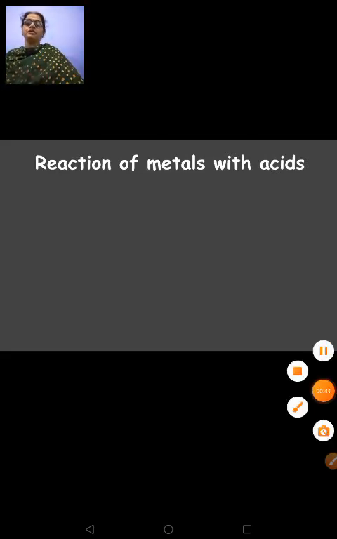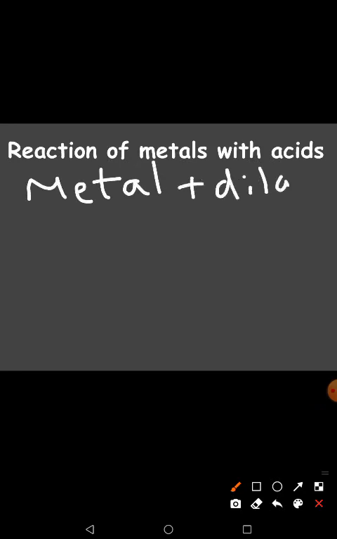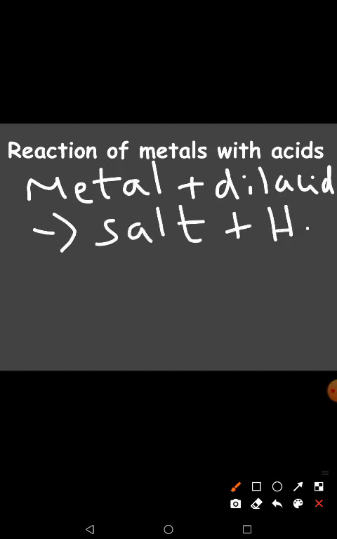We have already learned that metals react with acids to form the corresponding salt and liberate hydrogen gas. So let me write it for you. Metals react with dilute acid to form the corresponding salt and liberate hydrogen gas.